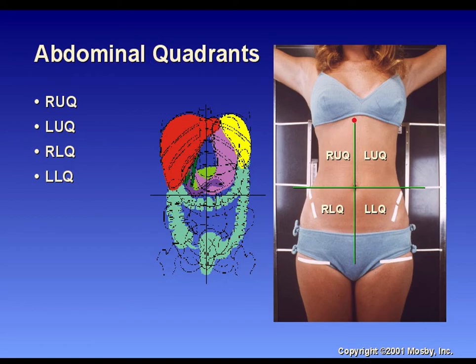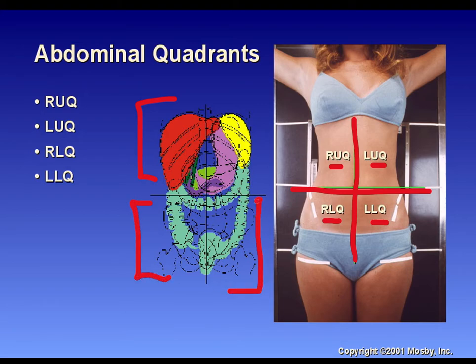Abdominal quadrants, we've talked about this before, where we're going to split it into fours. So we have the right upper quadrant, the left upper quadrant, right lower quadrant, and left lower quadrant. Know what's in these quadrants so you can decipher when you're given a question of what might be in one of those quadrants.